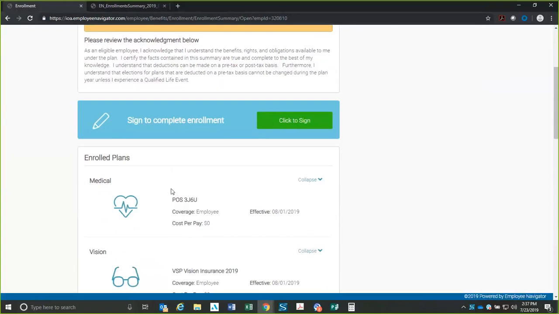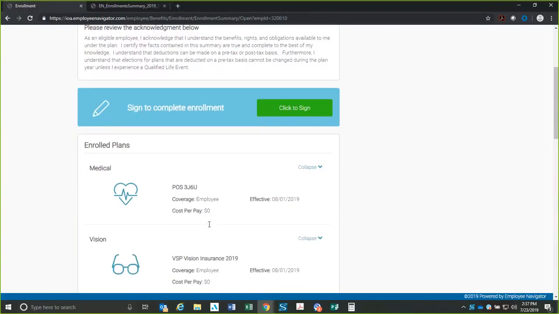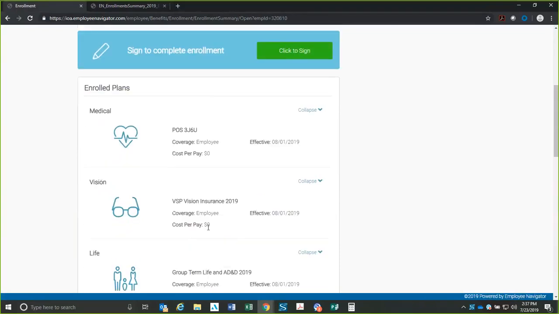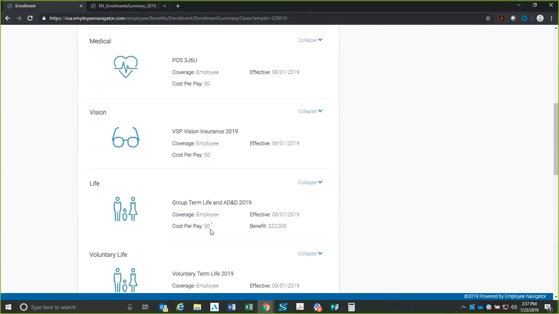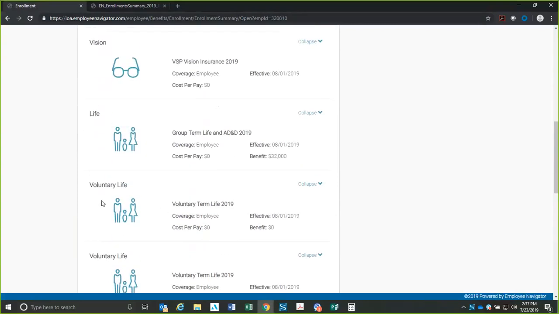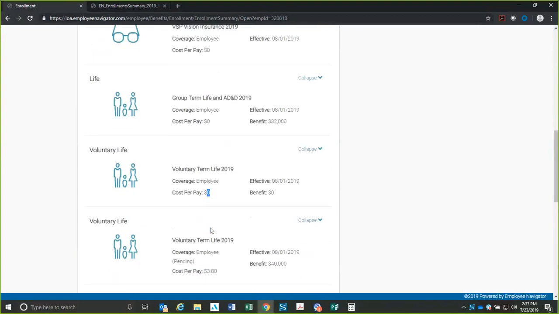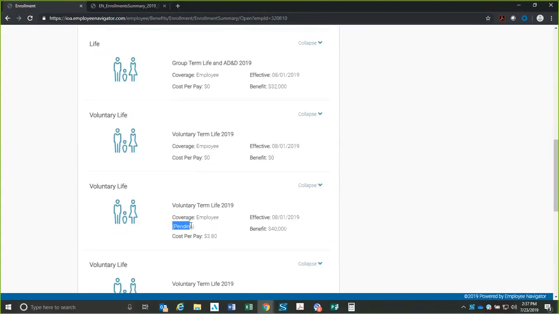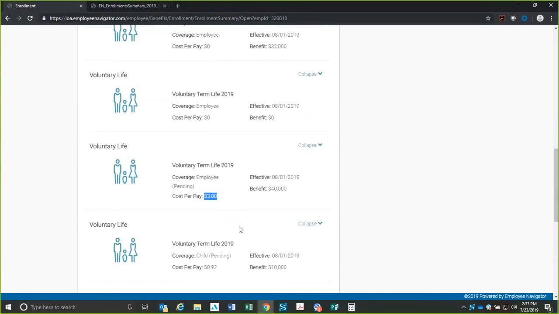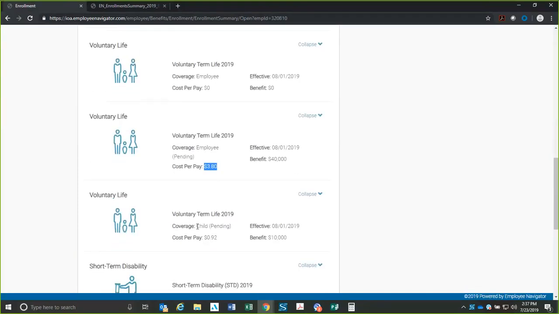Here's my medical, here's the plan, no cost. Here's my vision, no cost. Here's my life insurance, no cost. Here's my voluntary life insurance. Now it says no cost here, but at the next one, you can see there's a pending. So once it's approved, it'll be $3.80. And once my child's is approved, it'll be 92 cents.